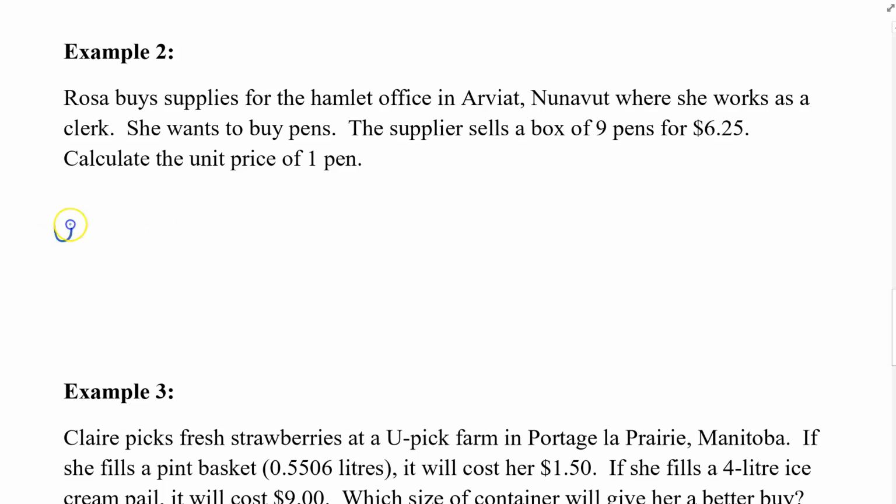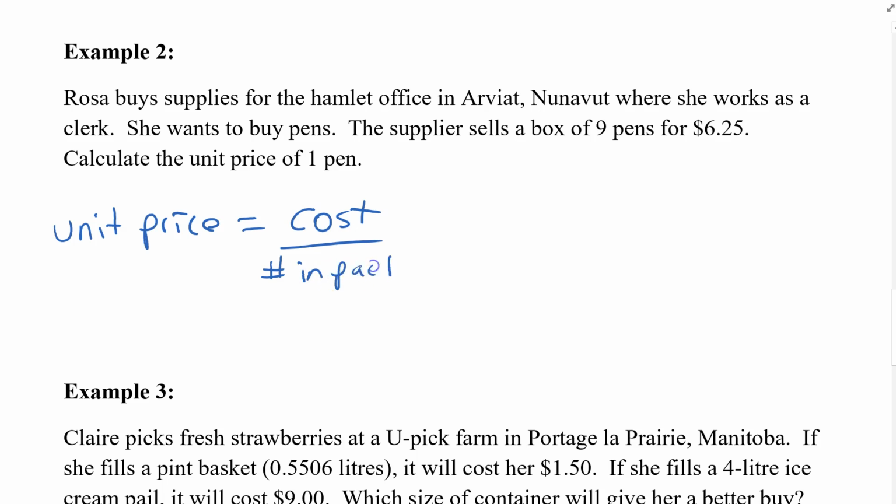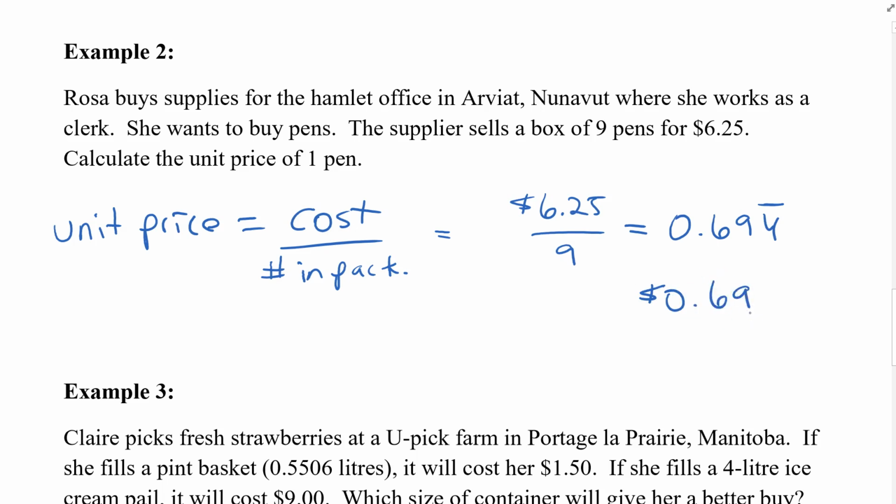Okay, so the unit price is equal to the cost divided by the number in the package. So that's going to be equal to $6.25 divided by 9, which my calculator tells me is 0.694 repeating. So if I put this to the nearest cent, it would be 69 cents per pen.